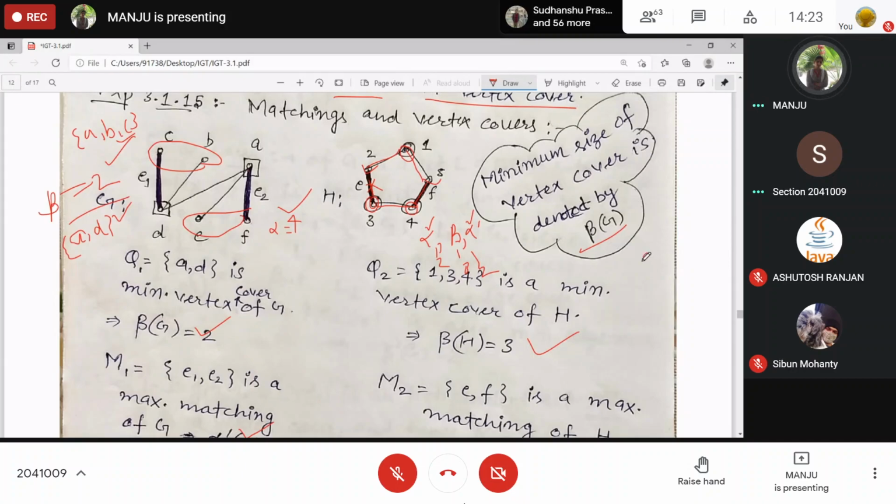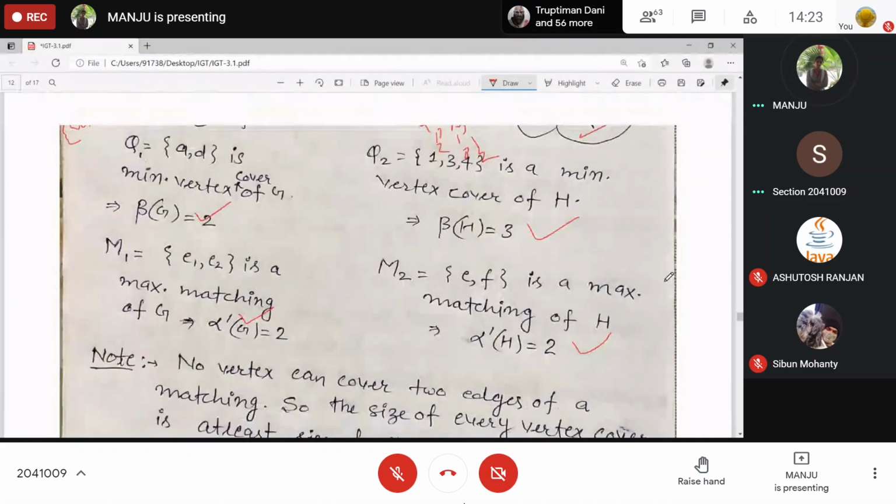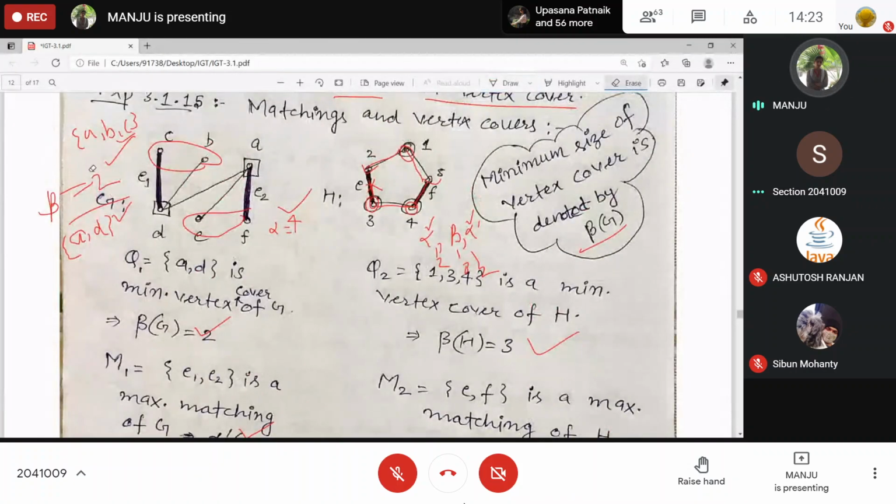Otherwise, no. In case of, for example, C4, we can take these opposite vertices. This is covering both the edges, and this is also covering the remaining two edges. No need to take any other, right? But here we need to take one more vertex to cover the left behind edge. Okay.